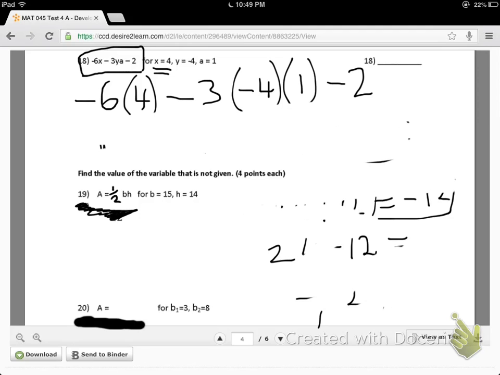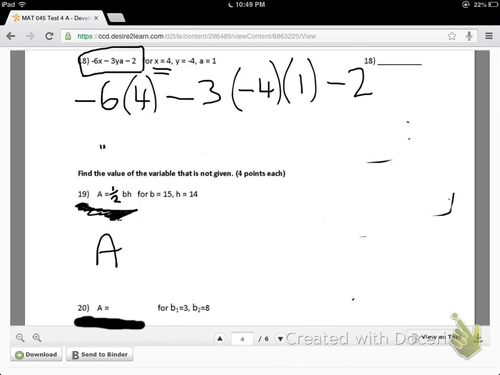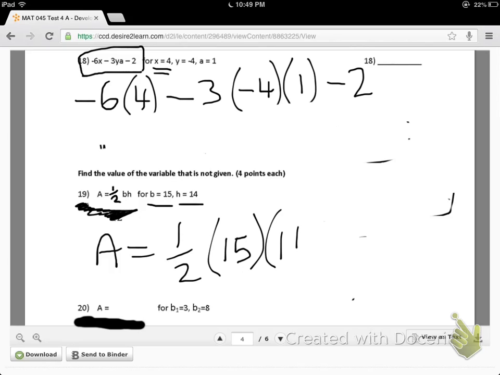I'll just erase to there. I should have enough room. Okay, let's have a look. This is given like a little equation. What does A equal when B is 15 and H is 14 in A equals a half BH? But I'm not going to write B, am I? I'm going to write 15. I'm not going to write H. I'm going to write 14. Okay, so that's it. Half times 15 times 14.